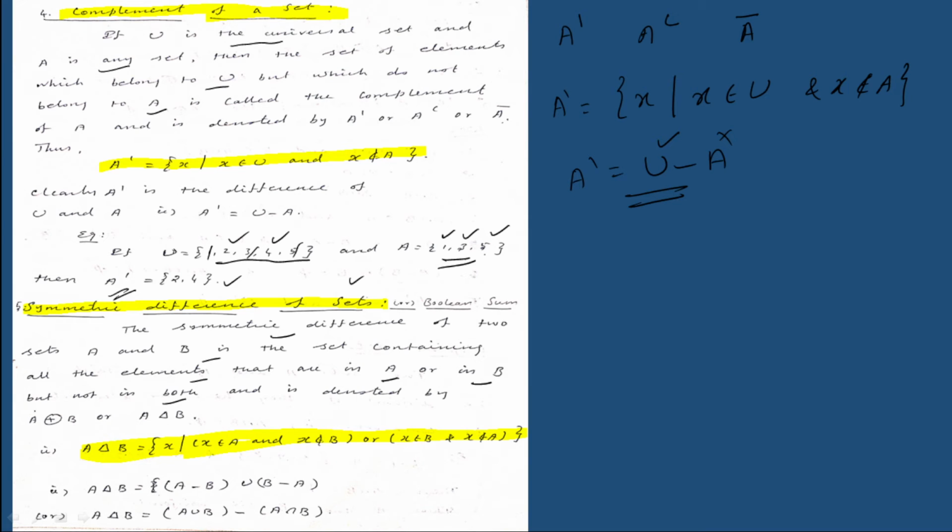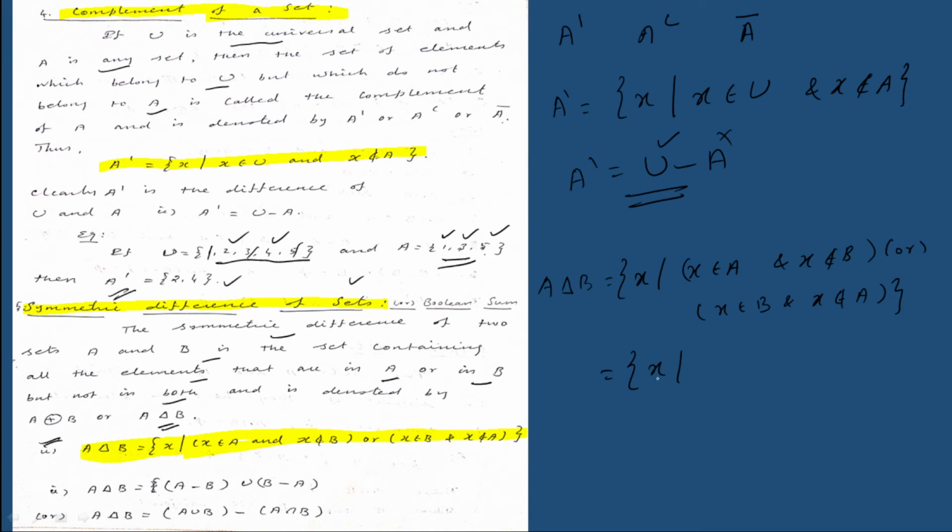It is denoted either by A plus circle B or A del B. So you can define A del B as the set of all x such that x belongs to A and x doesn't belong to B, or x belongs to B and x doesn't belong to A. Can you remember anything based on this representation? Yes, if you remember, you got the point, right?